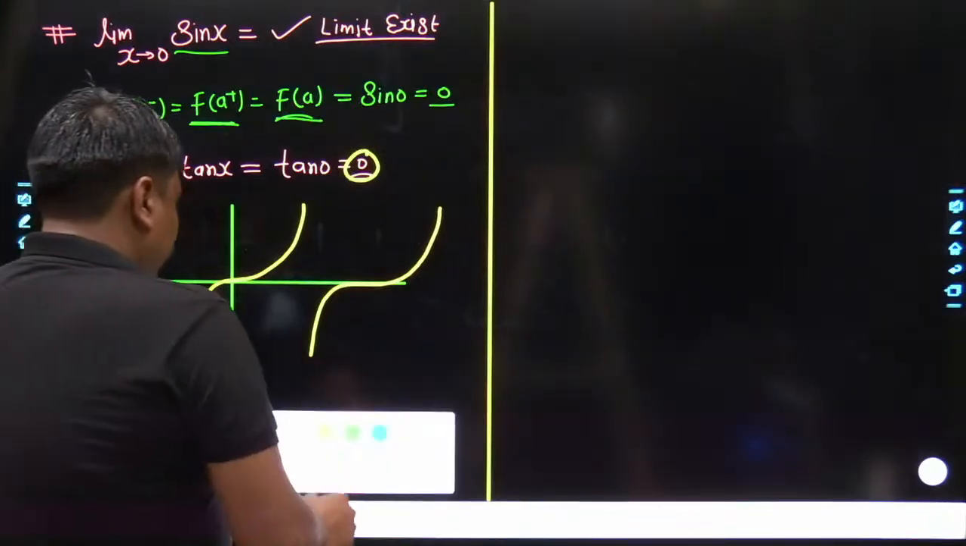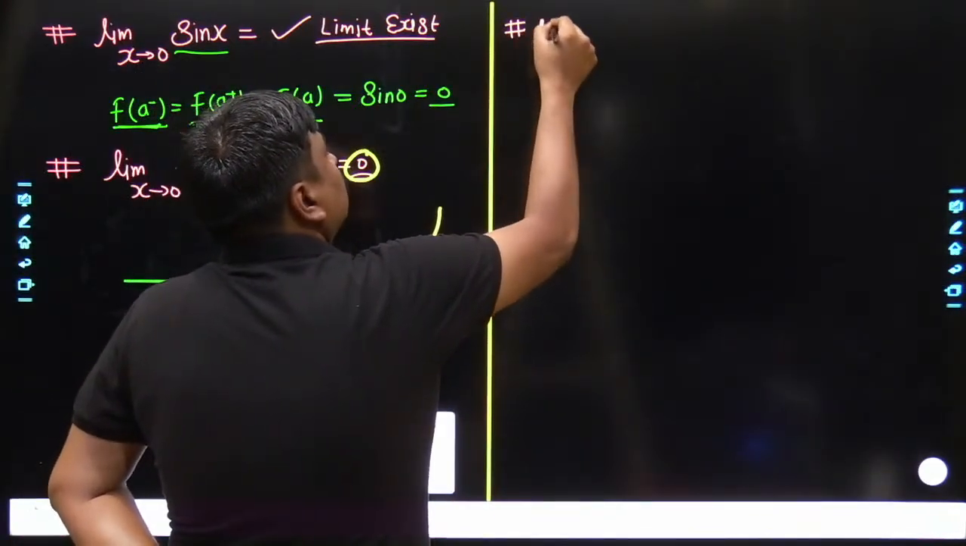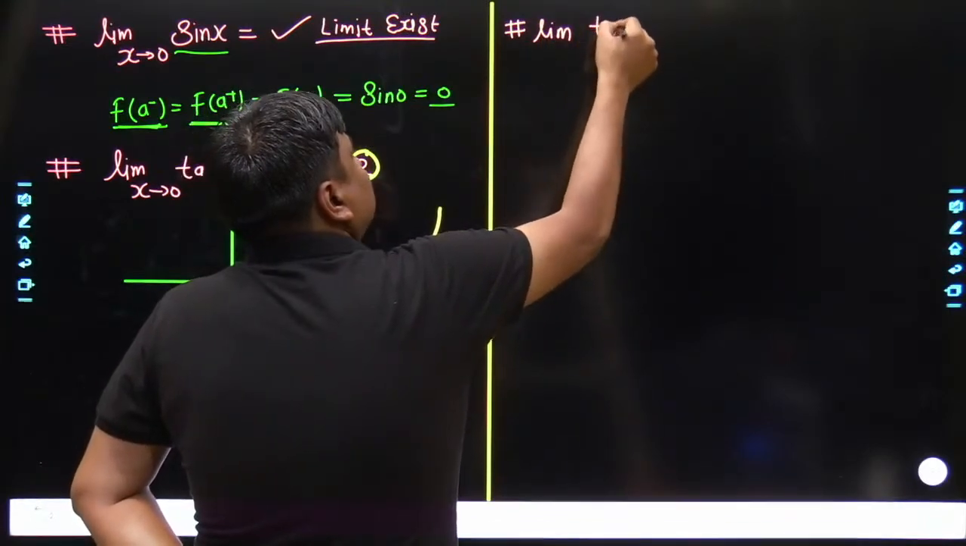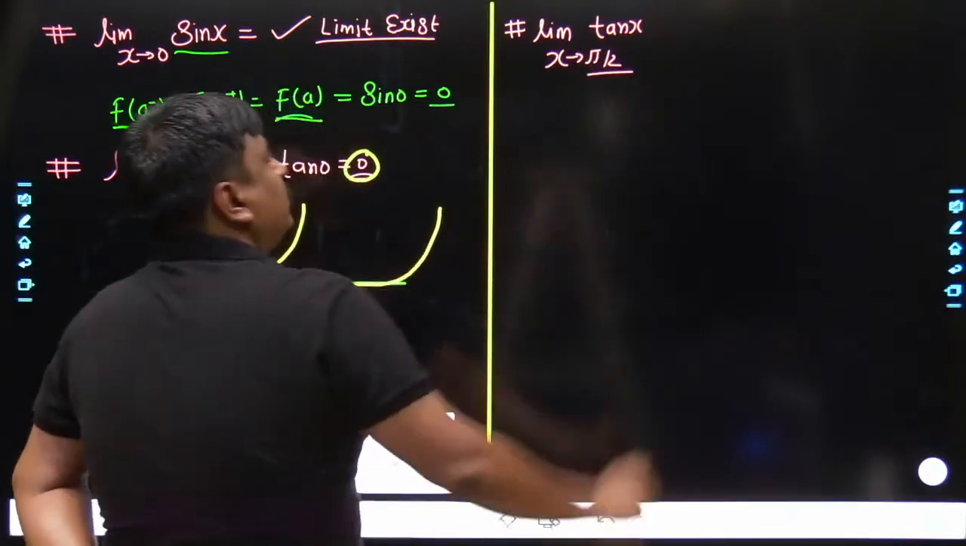In the same sequence, let me frame the next kind of problem, where the limit for the same function, which is tan of x, is taken at around pi by 2.